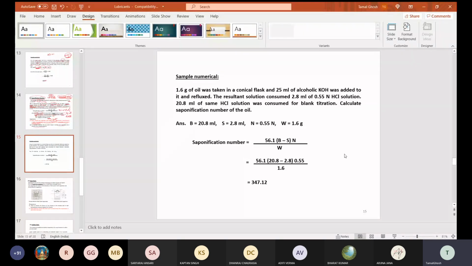So this is the numerical. 1.6 gram of oil was taken in a conical flask with 25 ml of alcoholic KOH. Why alcoholic KOH? Any idea? KOH is highly soluble in water. When you mix that aqueous KOH solution with ethanol in 1:1 volume, it gives alcoholic KOH. Now, why is alcoholic KOH used here? Any idea?